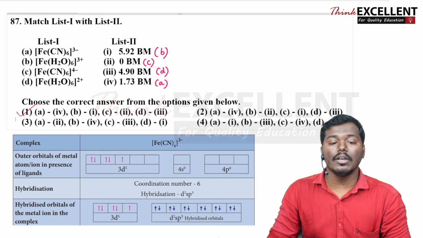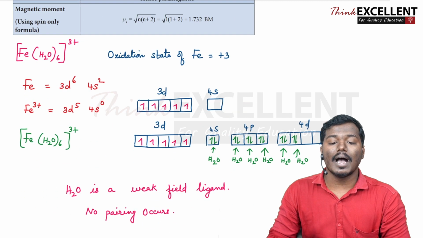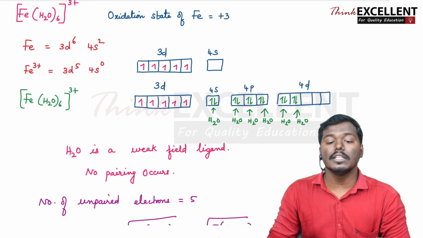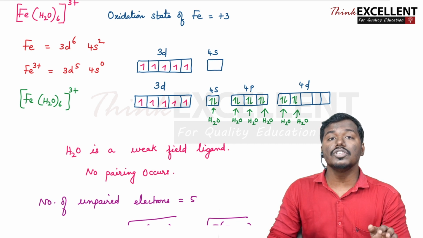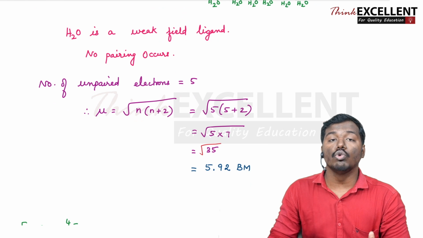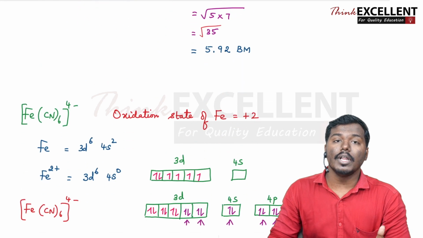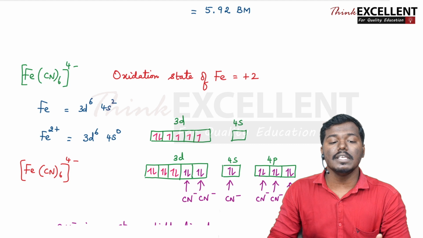adhe mari second complex ion la pathina, that is Fe H2O 6 times 3 plus, oxidation state of ion it is plus 3. So on the complex la ion it is having the 5 unpaired electrons, because you can see that the water is a weak field ligand, so pairing nadakadu. So and 5 unpaired electron irukku, so the magnetic moment if you find out you will get root 35, that is 5.92 Bohr magneton.